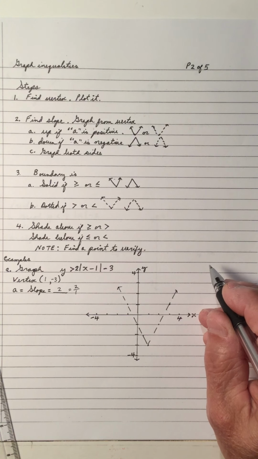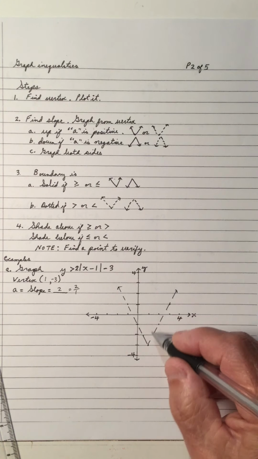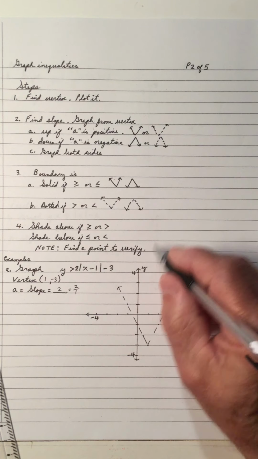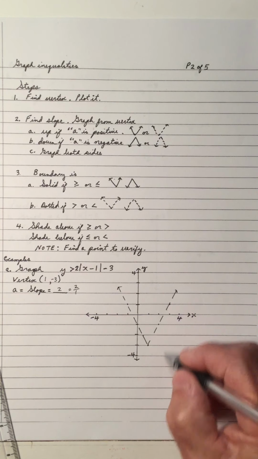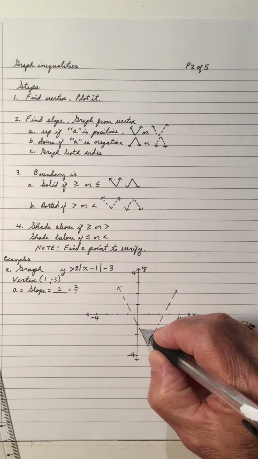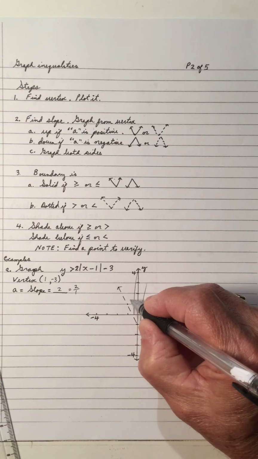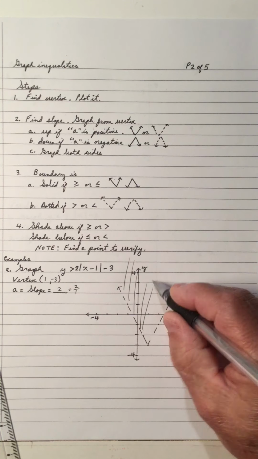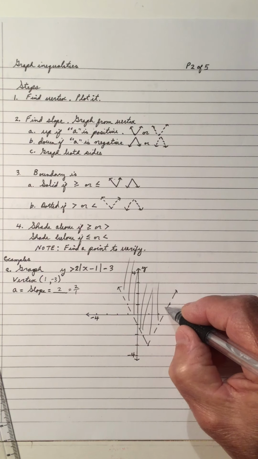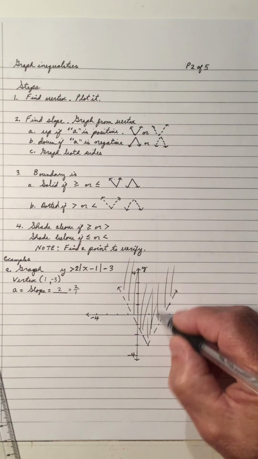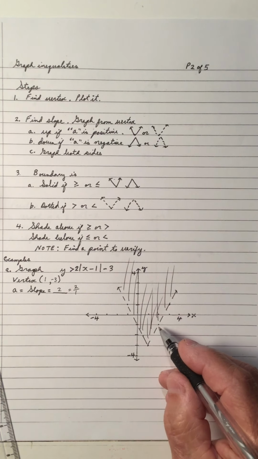Greater than is above, so that means I'll shade above, this way, and less than would be down this way. So above would be going up like this. So shade all points. So that's the graph that represents it.